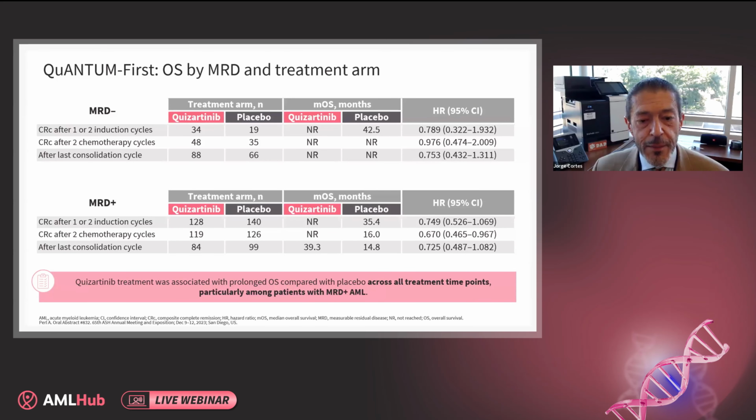Whereas in the patients that are MRD positive, that's where you see a greater benefit in favor of the quizartinib. So the continuation of quizartinib over the consolidation and the continuation of single agent or maintenance seems to have a particular benefit. Again, this doesn't reach statistical significance, but there is that trend, particularly in the MRD positive.